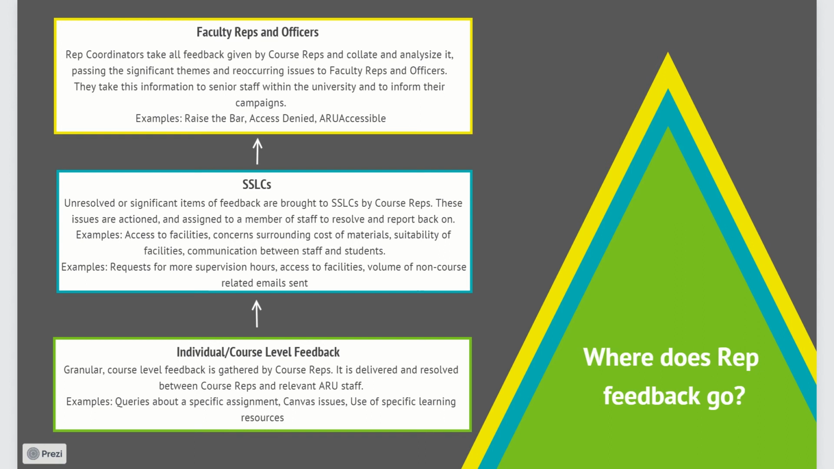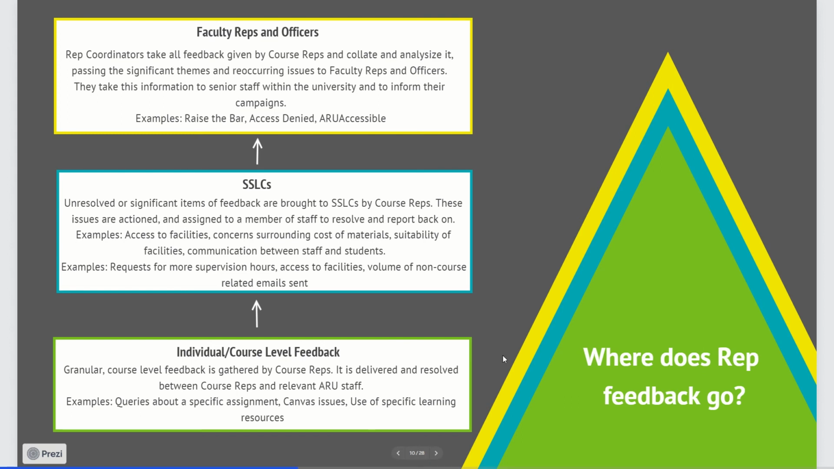The next type of feedback is unresolved or significant items for discussion. These will go to your SSLC and can be actioned by staff and recorded by your rep coordinator, who will take all the feedback from across the faculty from every SSLC and create a report with recommendations for improvement based on these recurring themes. Rep coordinators then pass these reports up to your faculty rep and also your faculty vice president, who then take it to senior level members of staff within your faculty and fight for positive change based on your suggestions. These also use the feedback received through SSLCs to inform their campaigns, both university-wide as well as within your faculty.